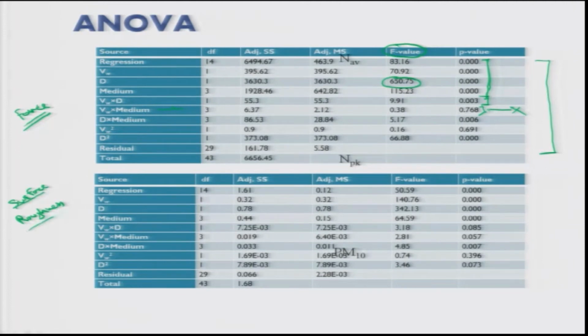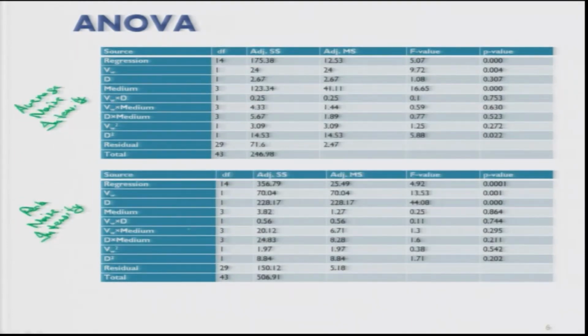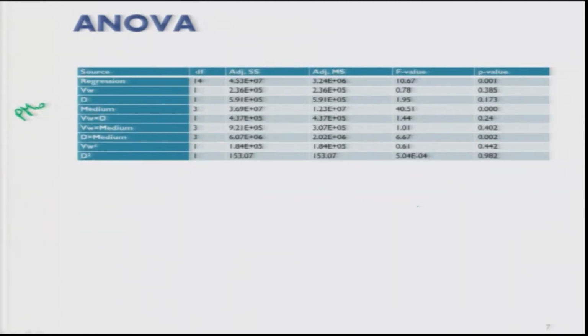So, for surface assessment also we can see that depth of cut is a dominant variable. For average noise intensity, we can see that table speed is a dominant factor, and for peak noise intensity we can see that again depth of cut is the most important parameter. For PM10 value, or air particle concentration in the machine shop, it is the medium that has an effect.